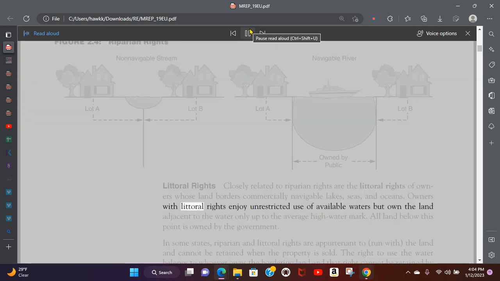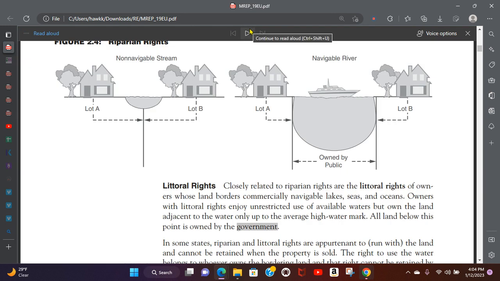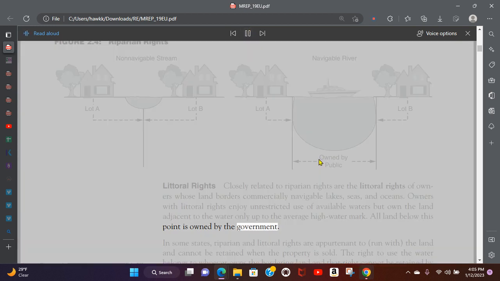Oceans. Owners with littoral rights enjoy unrestricted use of available waters but own the land adjacent to the water only up to the average high water mark. All land below this point is owned by the government. Lakes lead to rivers, rivers lead to oceans. Your house is on top of all those, pretty much, depending on where you at. The government owns it. Man, I say screw that. You own it. Now stand up.